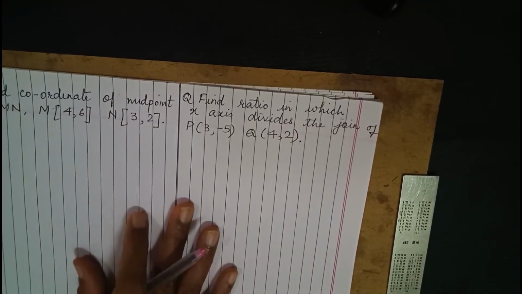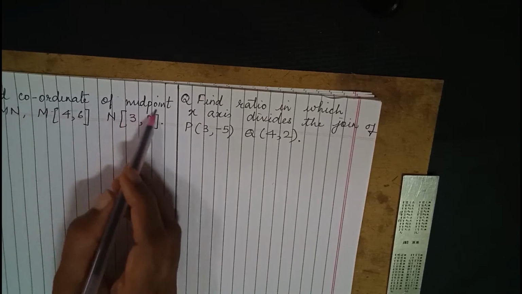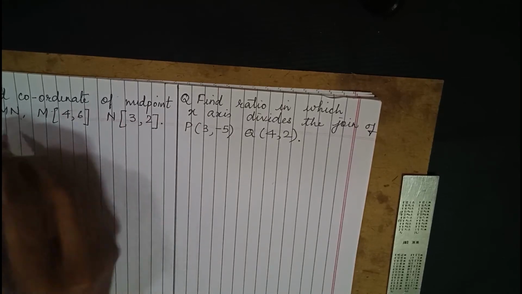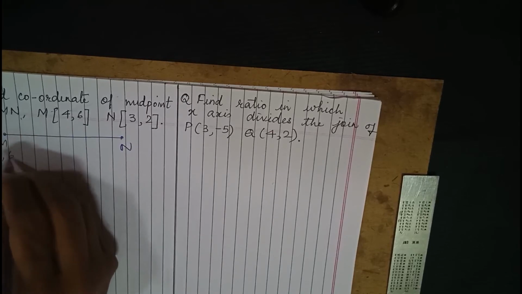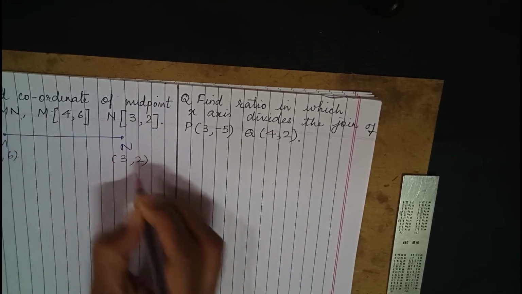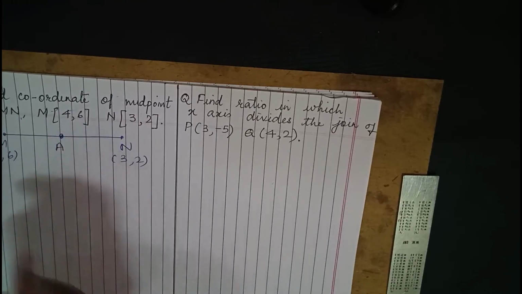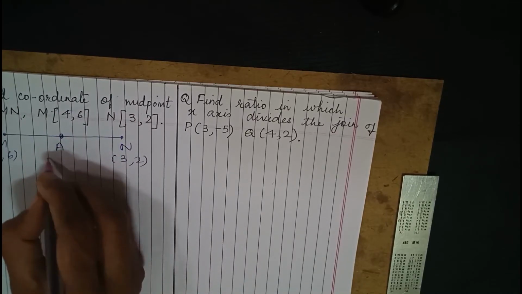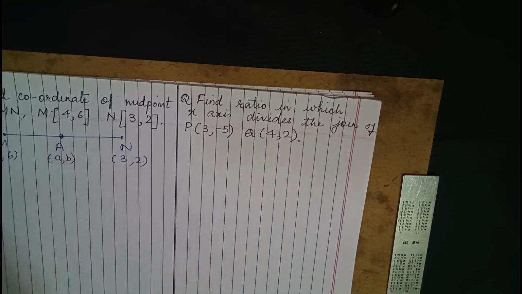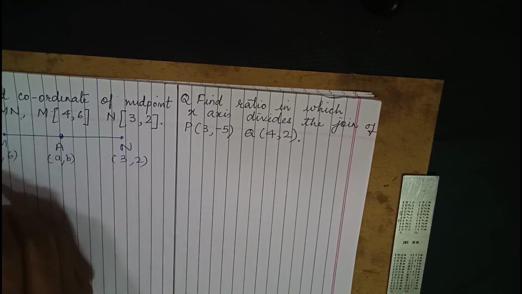Now let us say we have one more question. Find the coordinates of the midpoint. We have M and N as a segment, (4, 6) and (3, 2), and we are supposed to find the coordinates of the midpoint. So let us say we have a coordinate A, which is the midpoint of the segment MN. So we assume the coordinates as A and B.